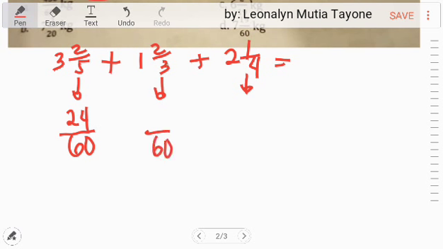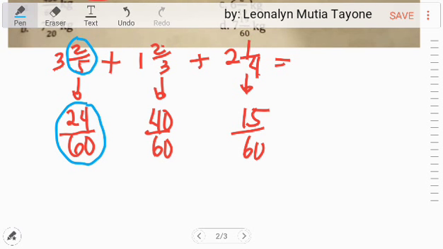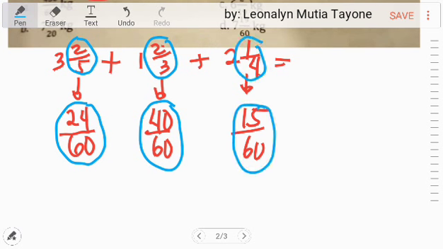60 divided by 3, and that is 20. 20 times 2 equals 40. 60 divided by 4 equals 15. 15 times 1 equals 15. In other words, itong si 2/5 ay equivalent ng 24 over 60. Itong si 2/3 ay equivalent ng 40 over 60. At itong si 1/4 ay equivalent ng 15 over 60 in such a way na pareho sila ng denominators.